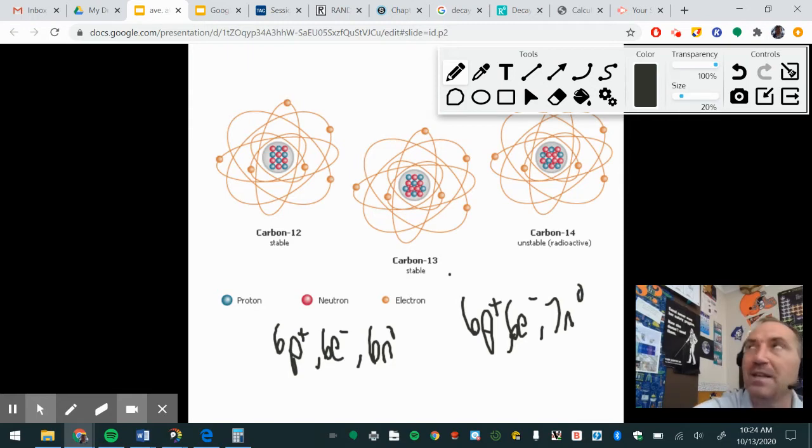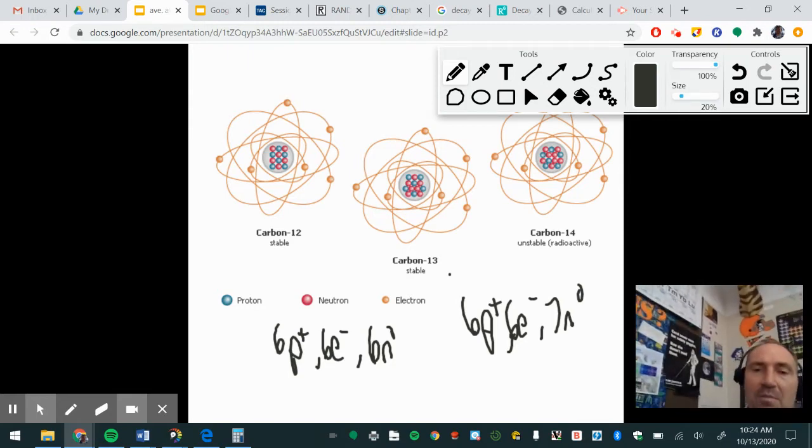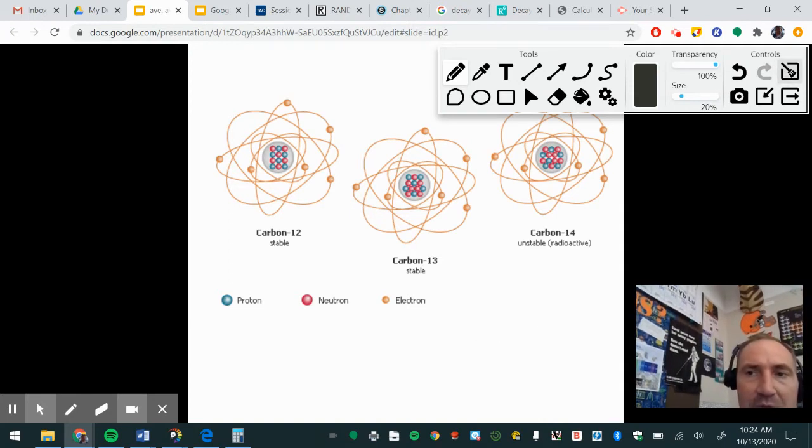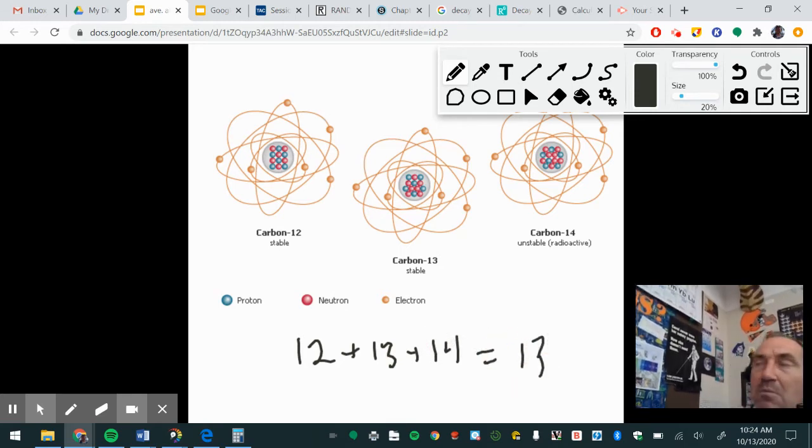So how does that fit in with the average atomic mass on this lovely periodic chart above me? There's a little secret here. There are two factors. First of all, it's an average. When I average 12 plus 13 plus 14, if you average all three together, you get 13. But if you look at the chart, the average atomic mass for carbon is not 13. So something else is going on here besides just an average.